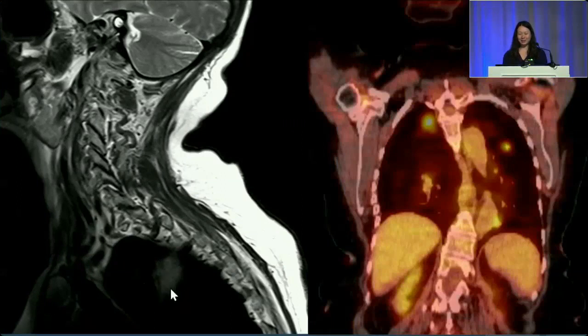This lesion was kind of in the side or the peripheral field of view, and if you're only focusing on the spine, it's easy to miss, right? This patient actually had multiple lung metastases that was caught on this MRI of the C-spine.